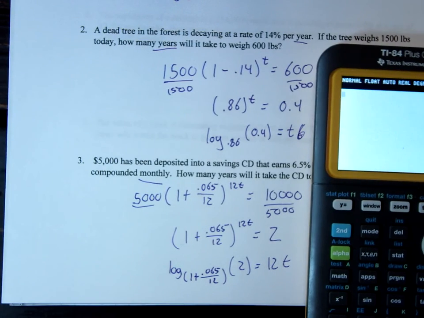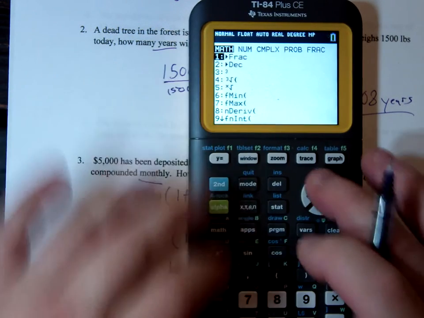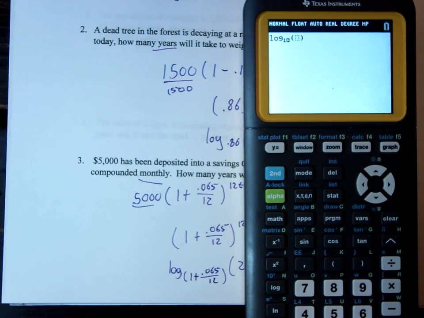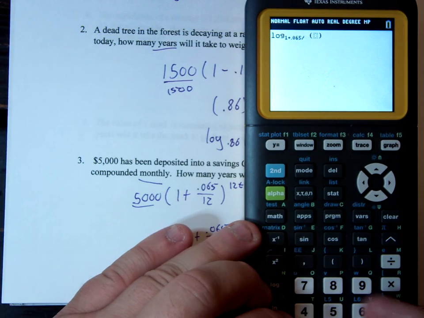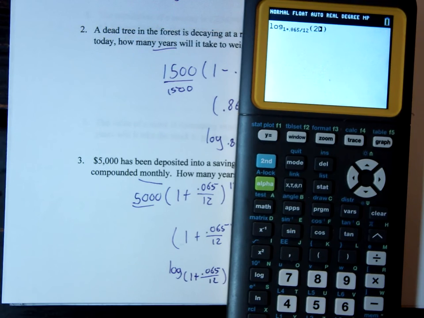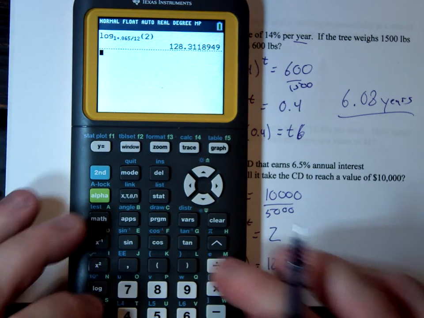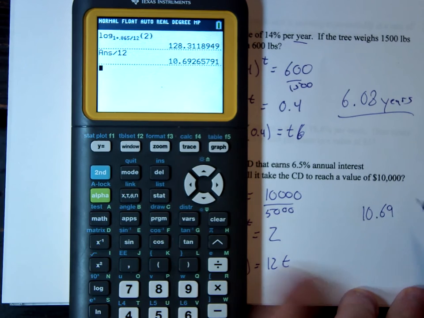The nice thing about the TI calculator that I was trying to show you on the Desmos that I couldn't do is when you do your log base here, you can actually type that whole thing in: 1 plus 0.065 divided by 12. And you don't have to round anything. And then 2, so it's going to be 128, and that's our 12t, so divided by 12, you should have got 10.69 years.